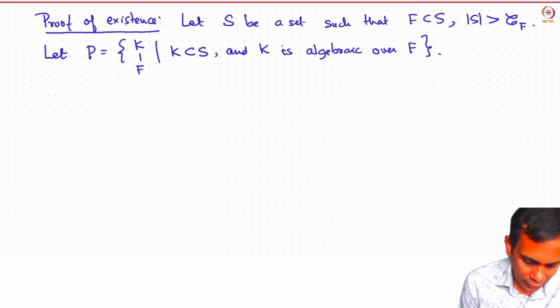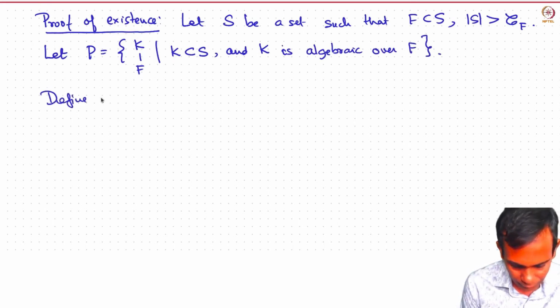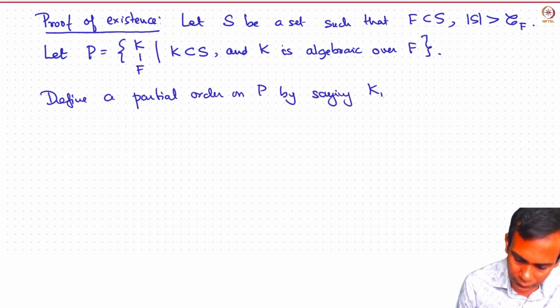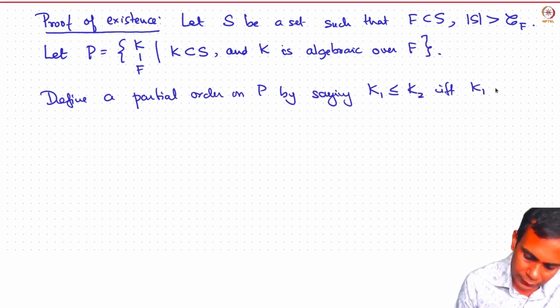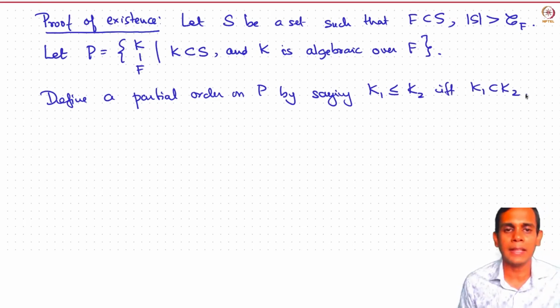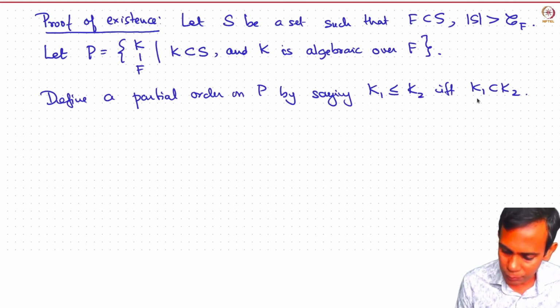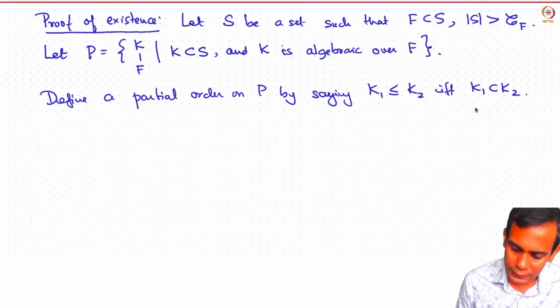Okay, and define a partial order by saying that K1 is less than or equal to K2 if and only if K1 is a subset of K2. It's just the containment partial order. And in particular, this would mean that K1 is a subfield of K2.